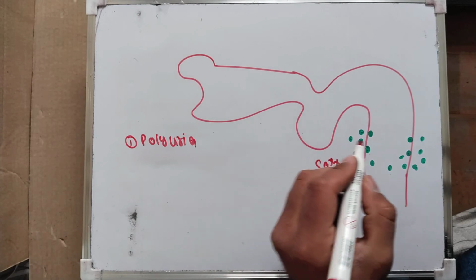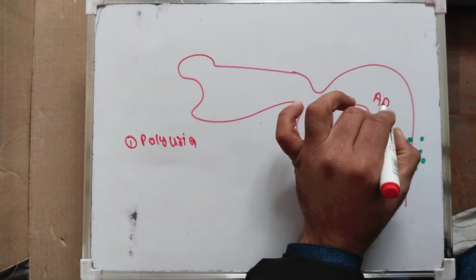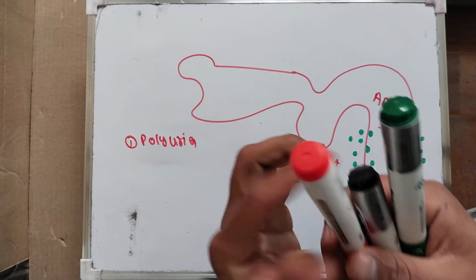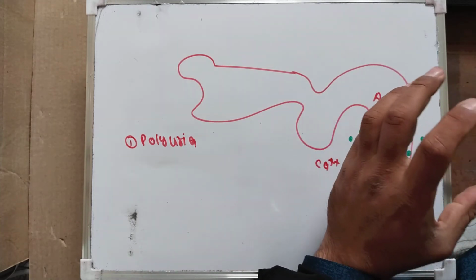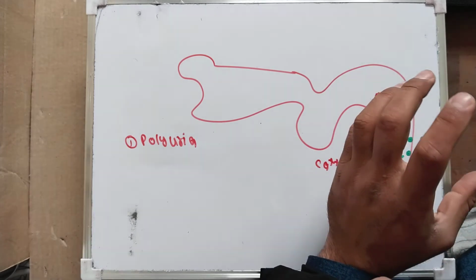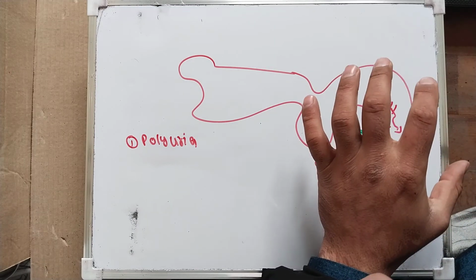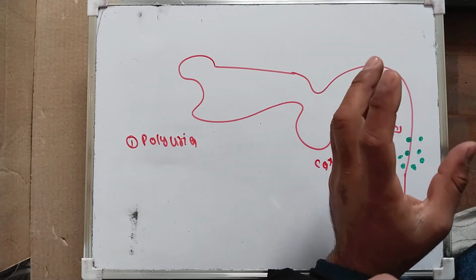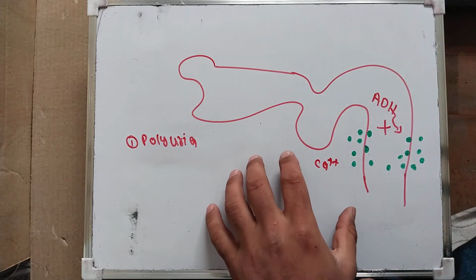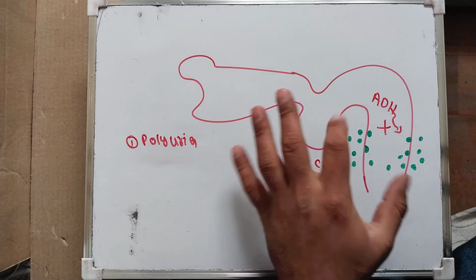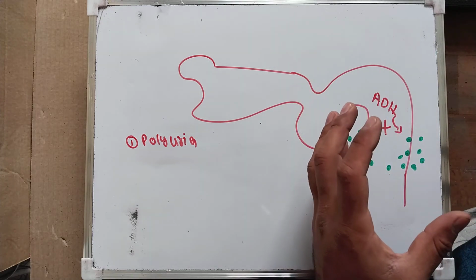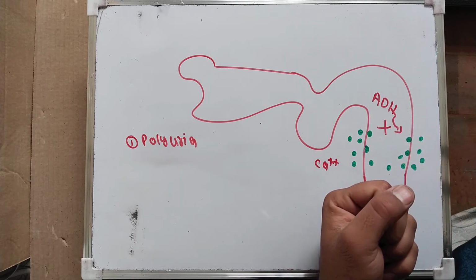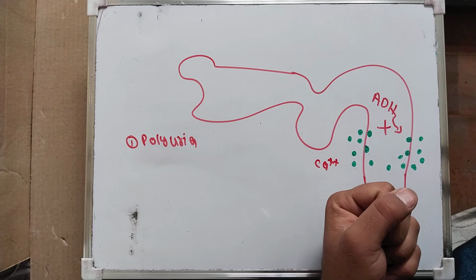Polyuria will occur because ADH will be unable to perform its activity. Normally we know that ADH increases permeability of the distal convoluted tubule and proximal convoluted tubule, but in this case it will not be able to perform its function because there is a lot of accumulation of calcium ion. So water reabsorption will not occur, and there will be a high concentration of water in the urine, and this will result in dilute urine, which is known as polyuria.